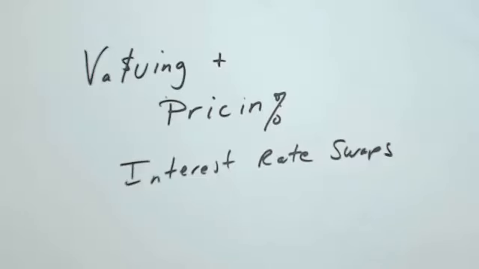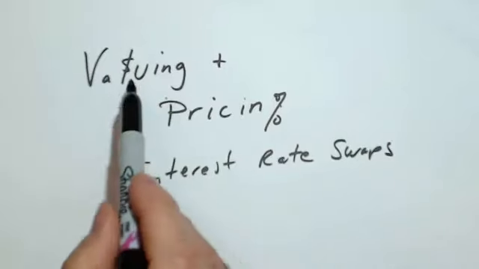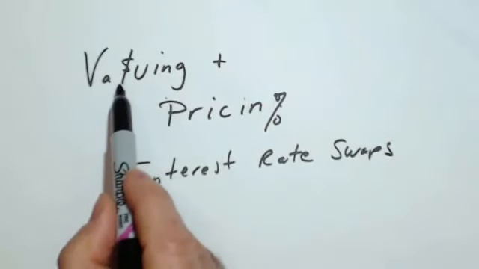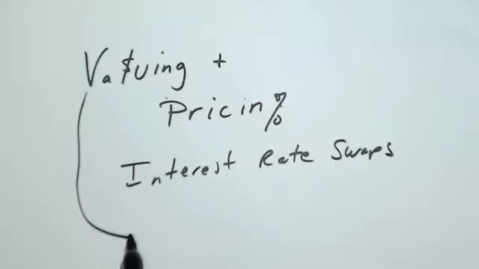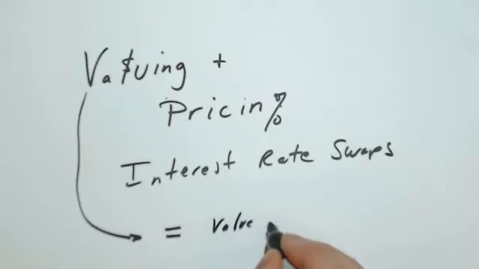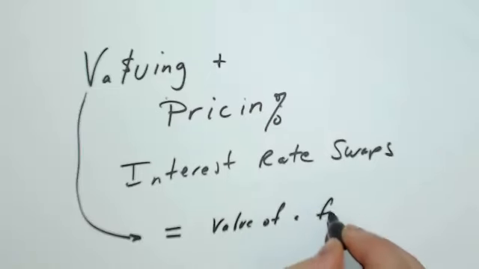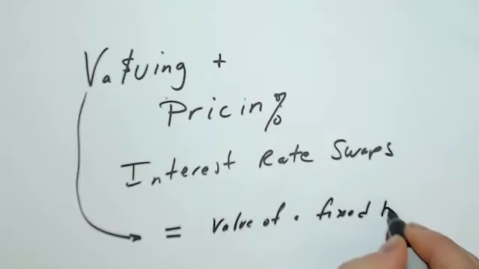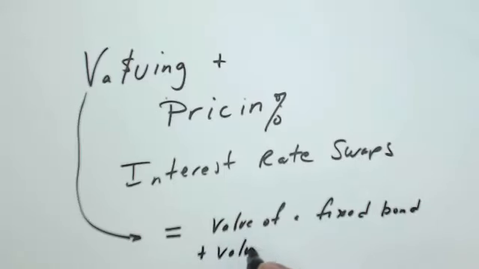This video is all about valuing and pricing interest rate swaps. Valuing is all about computing the dollar value of it, and we know from earlier discussions that the value of a swap is equal to the value of a fixed bond plus the value of a floating bond, floating rate note.